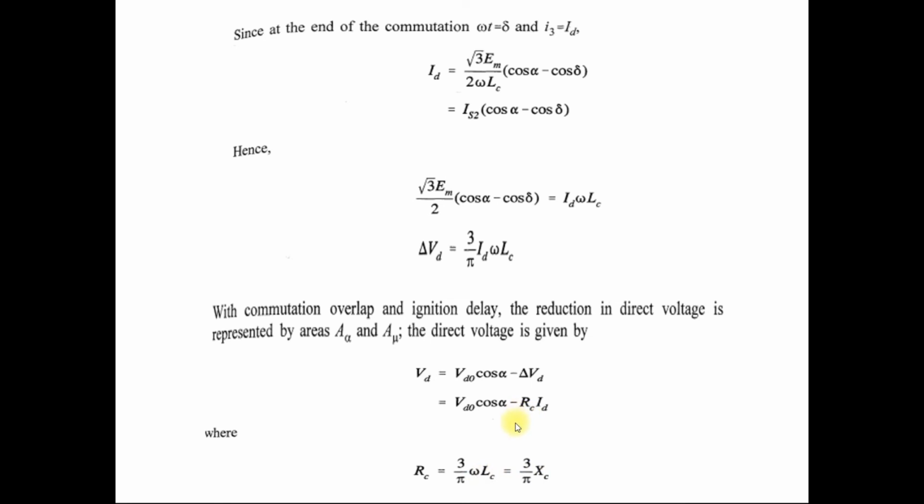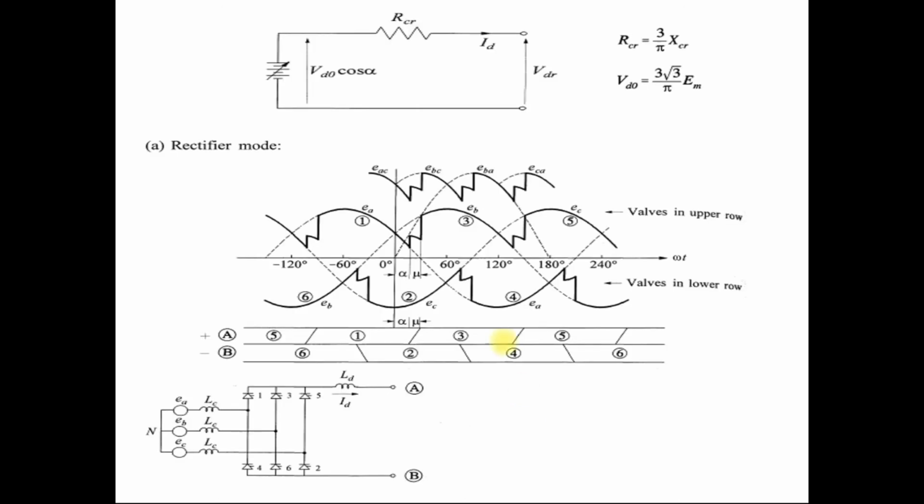So Rc is 3 by pi omega Lc, or you can write 3 by pi Xc, because omega Lc is Xc. So here you can represent in the electrical equivalent circuit this voltage drop delta Vd during the commutation as a voltage drop across the resistance. I again repeat, there is no physical resistance in the converter, but this Rc represents the effect of commutations. So when we draw the equivalent circuit, you can see here in the next slides.